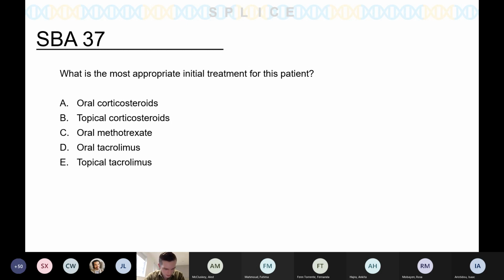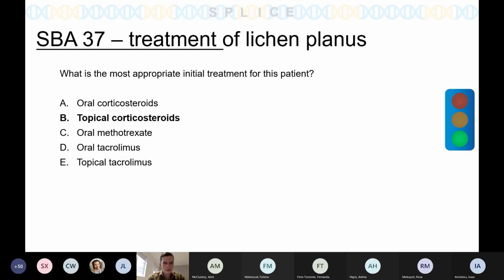How do you treat lichen planus? Isaac? Let's see what they think. This is the last SBA we've got, and then I'll just show you a load of pictures, and we'll see who can write the answer the fastest in the chat. Yeah, topical steroids. Don't know what the disease process of lichen planus is, but it's managed with steroids.